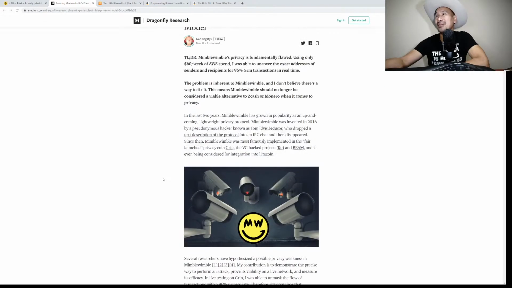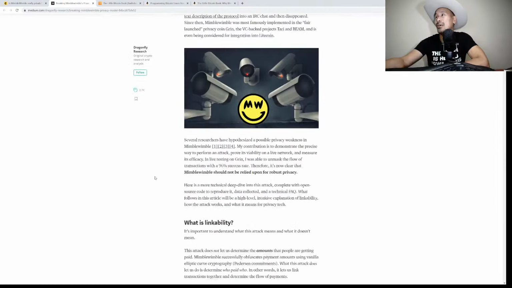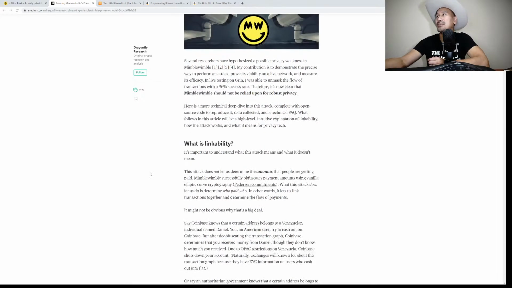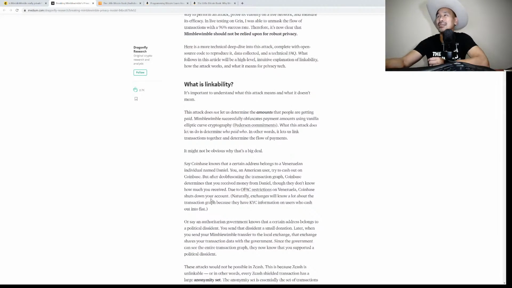But the main thing here, in the last 2 years, Mimblewimble has grown in popularity as an up-and-coming lightweight privacy protocol. Several researchers have hypothesized the possible privacy weakness in Mimblewimble. It's important to understand what this attack means and what it doesn't mean. This attack does not let us determine the amounts, and the amounts are hidden by something called Pedersen commitments, and they're very, very difficult to unlock.